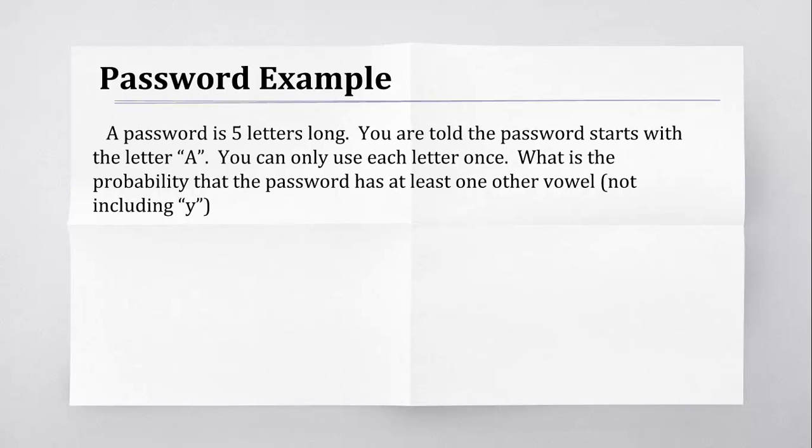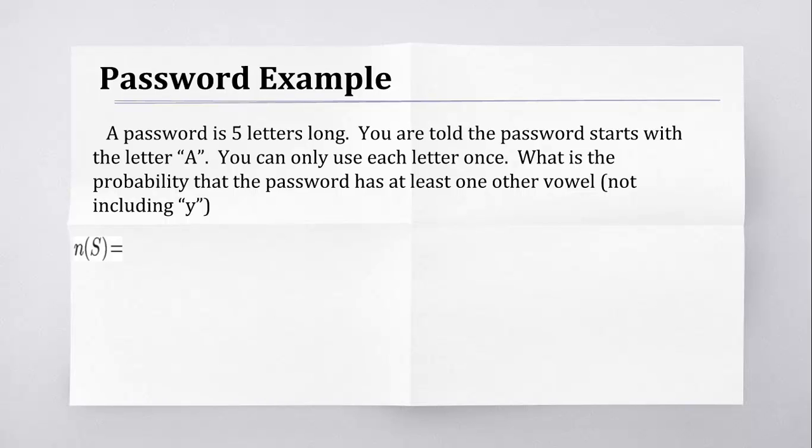Password example. A password is 5 letters long. You're told the password starts with the letter A. You can only use each letter once. What is the probability that the password has at least one other vowel? With a password, like we talked about in the warm-up, order matters, so it's a permutation. And we're saying the probability that the password has at least one other vowel, which doesn't include Y. Y is not a vowel.